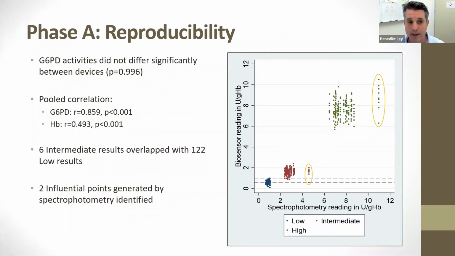We did, however, also find that 6 intermediate results overlap with a total of 122 low results, and all of the respective readings are between the 2 horizontal dotted lines you can see in the figure on the right of the slide. We also identified 2 spectrophotometry readings that were clearly set apart from the other results, and the corresponding biosensor readings are circled. We decided to include these spectrophotometry readings nevertheless, since they were within the manufacturer recommended range. Can I have the next slide, please?